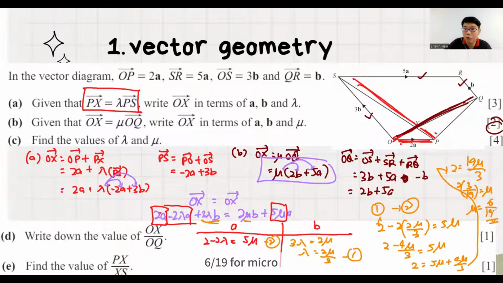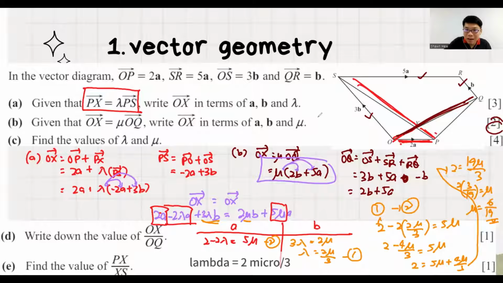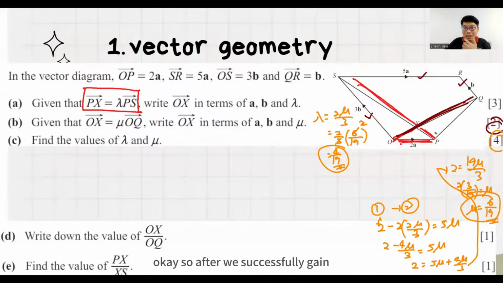Six over 19 for mu. So after we get mu equals 6 over 19, then we can get lambda equals 2 mu over 3. Mu is given as 6 over 19, then it's 4 over 19. So we successfully gain these 4 marks.